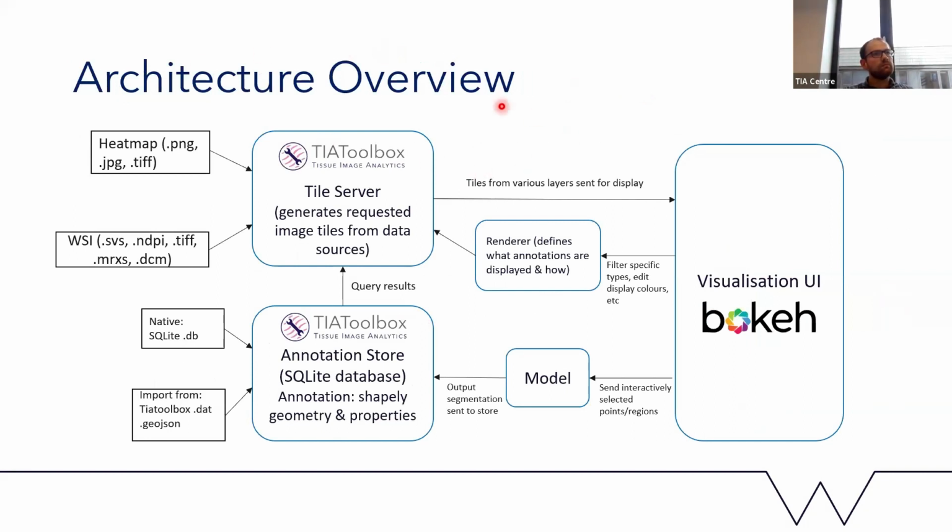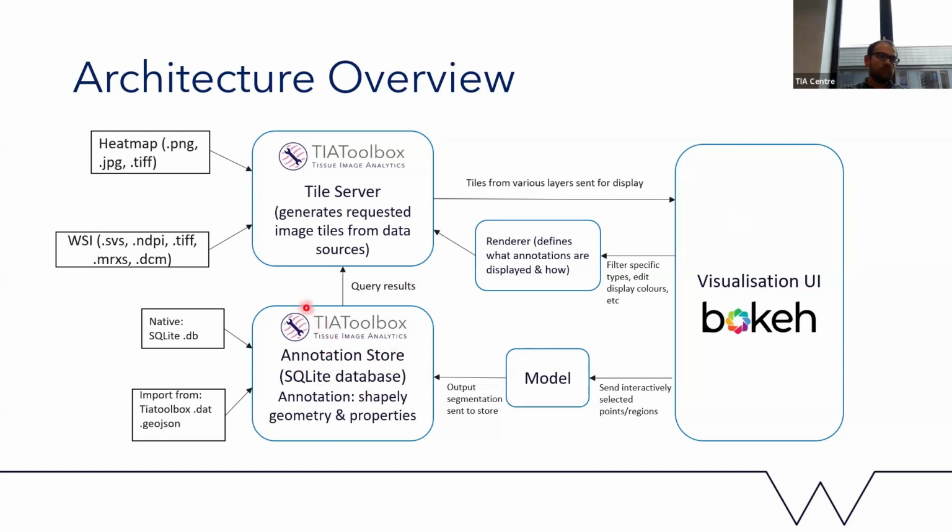So just a schematic overview of the thing. You have the Bokeh visualization UI here, which has a bunch of UI elements that you can use to modify how the annotations or the overlays are shown. So controlling the colors that various things are colored by, filtering by specific types, turning layers on and off, and so forth. Those are sent to a renderer, which controls how those things are displayed. And the tile server uses those to generate tiles to render your requested overlay and the underlying slide tiles, and sends them to the visualization UI to be shown in the main viewer.